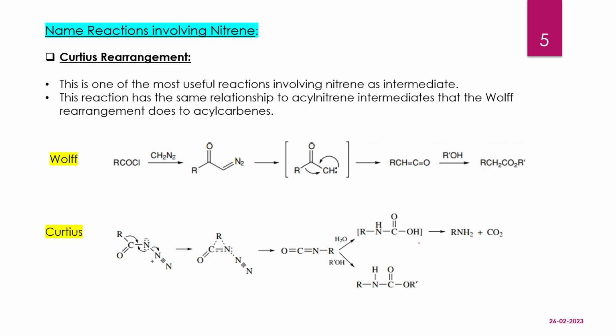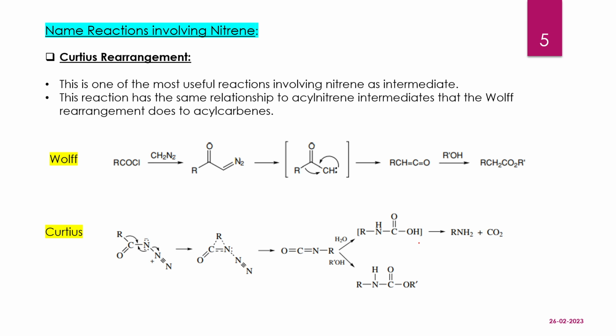Next, let's talk about some name reactions involving nitrene. First, the name reaction is the Curtius rearrangement. This is one of the most useful reactions involving nitrene as an intermediate. This reaction has the same relationship to the acyl nitrene intermediate that the Wolff rearrangement does to the acyl carbene. You all have reminded me about the Wolff rearrangement.